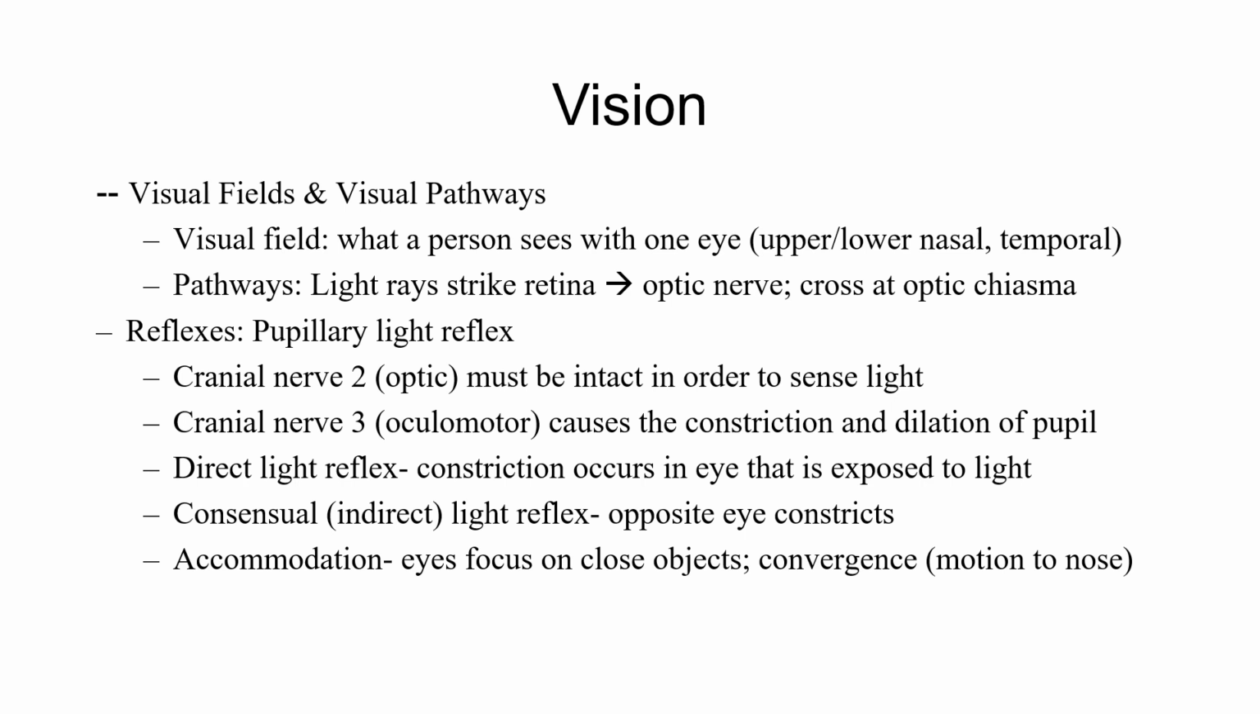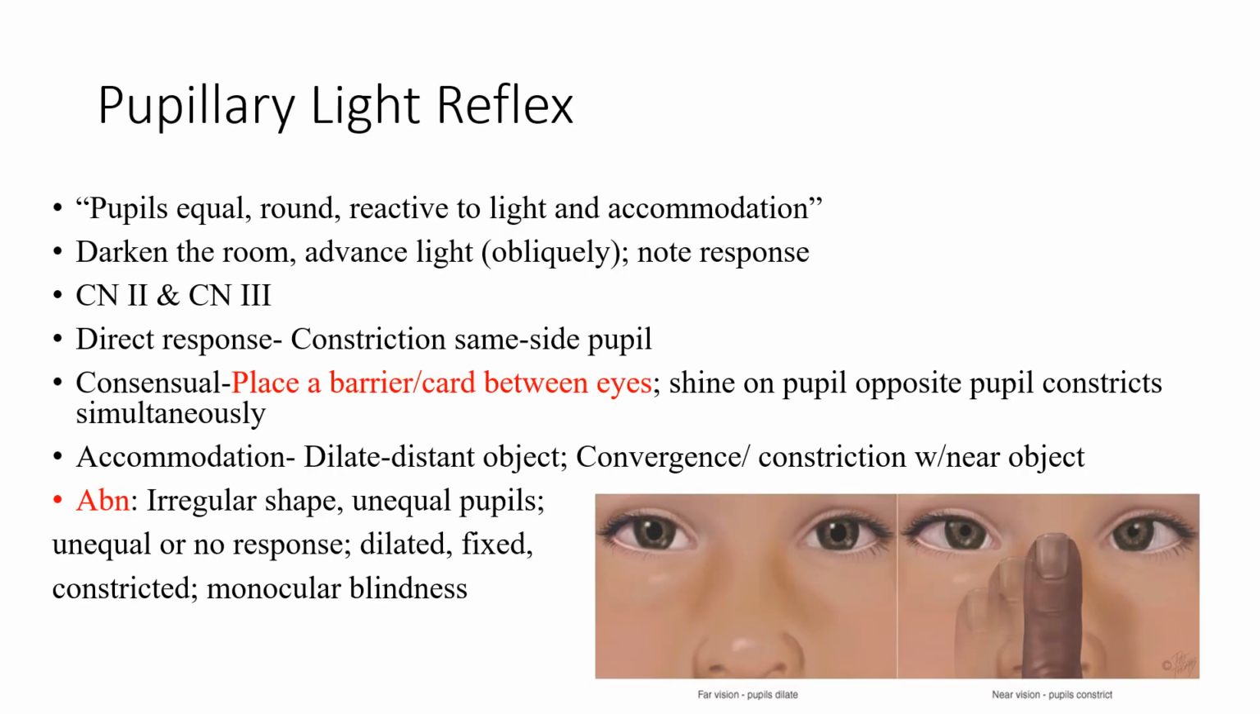Now, accommodation is the eyes focusing on objects as they come forward. So we call this convergence, as an object comes toward the bridge of somebody's nose and the eyes constrict and converge, or focus in the middle. So this is the pupillary reflex and the accommodation. So the expectation is that pupils are equal, round, reactive to light and accommodation. That is what PERLA stands for.